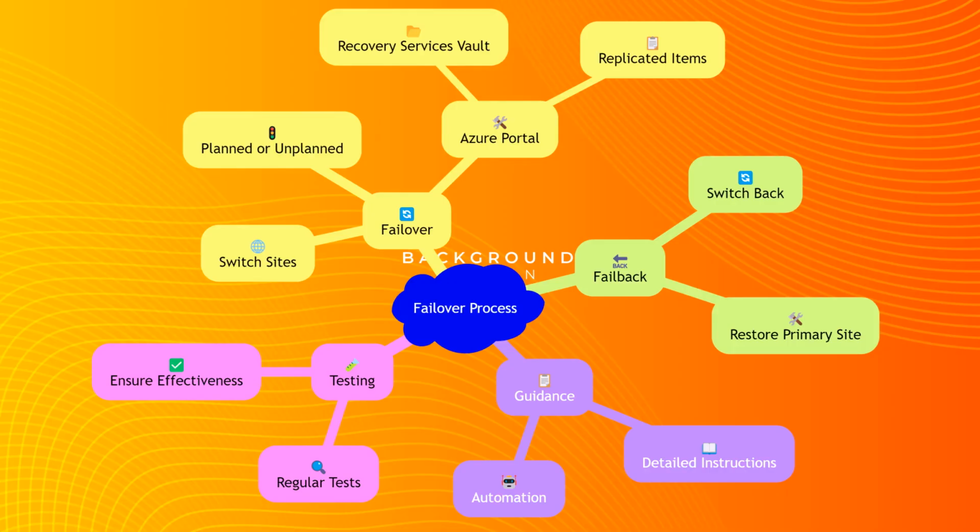Failover is the process of switching from the primary site to the secondary site during a disaster. In the Azure portal, navigate to the Recovery Services Vault and select Replicated Items. Follow the prompts to initiate a failover, specifying whether it should be a planned or unplanned failover. Once the primary site is restored, you can initiate a failback to switch back to the original environment. Azure provides detailed guidance and automation to ensure that these processes are smooth and minimize downtime. It is important to regularly test both failover and failback to ensure that your disaster recovery plan is effective.